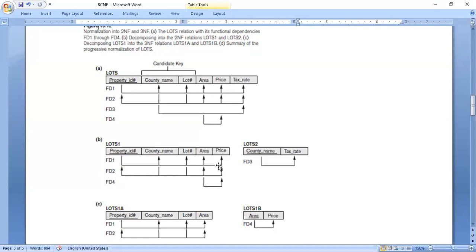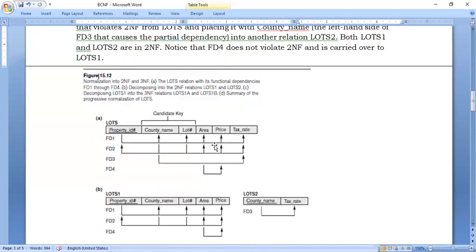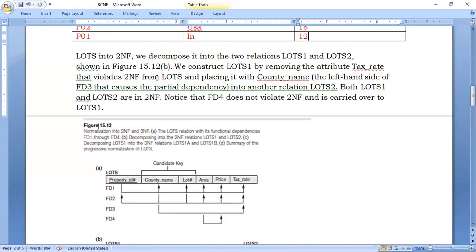What is that? Here we have to make one more assumption, that in these properties, the price is fixed for a particular area, whatever may be the country. So here we have to read that assumption.